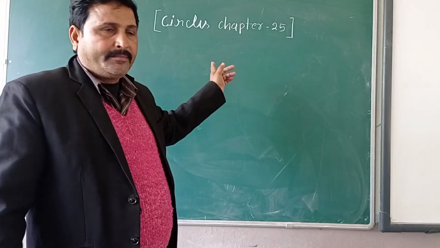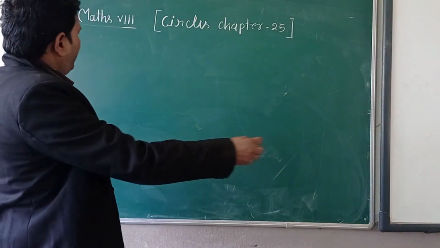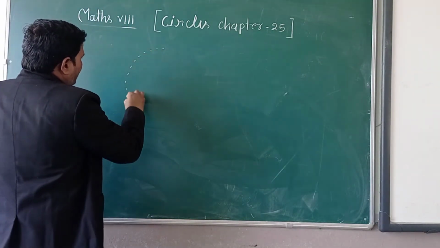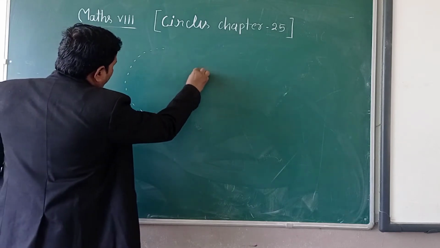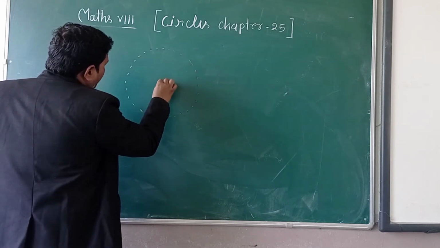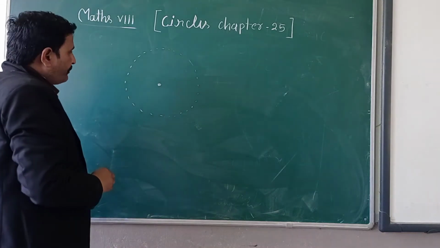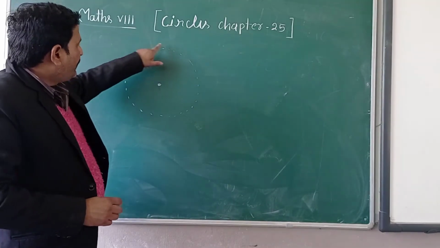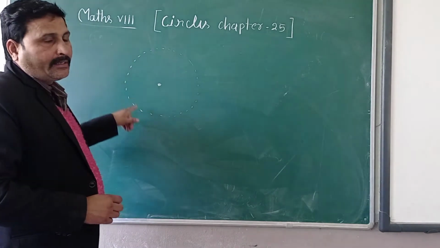Then circle. What is the circle? A set of the points in a plane which is equidistant from a fixed point. This fixed point is called the center of the circle and this figure is called a circle.